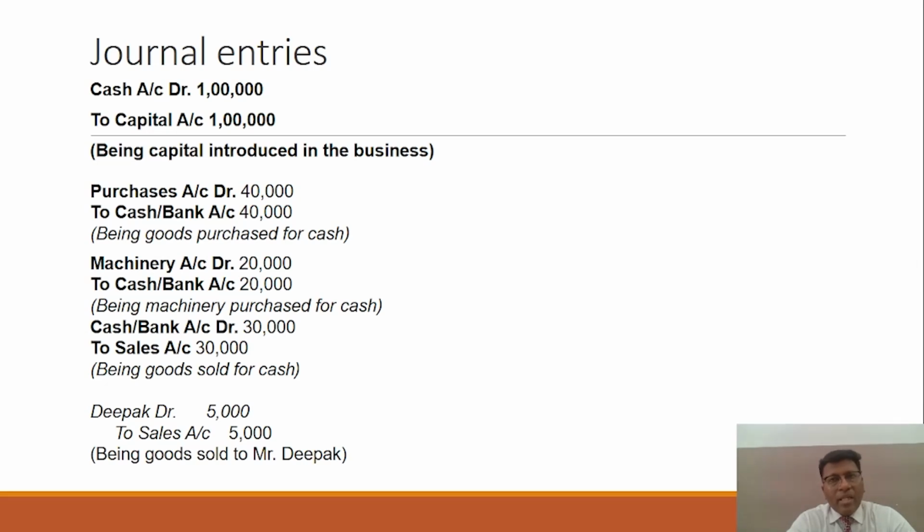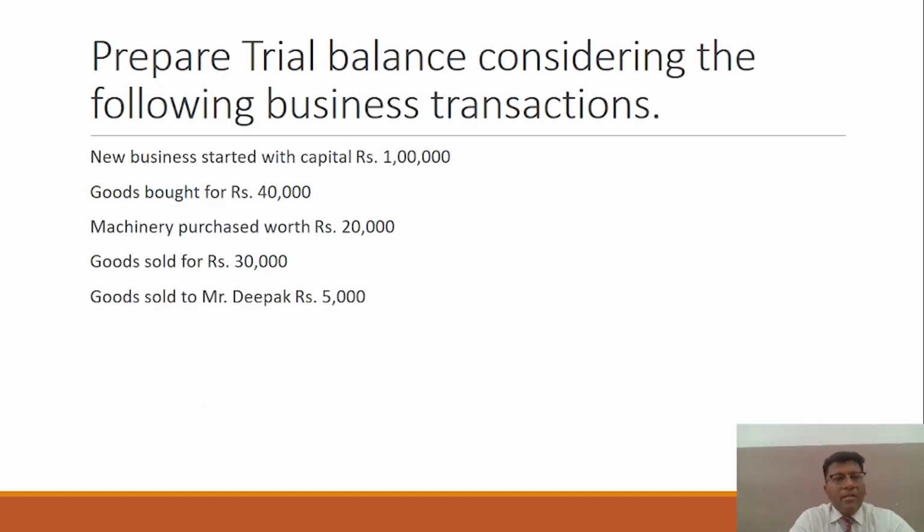And Mr. Deepak is an individual or party, because if there is a particular party name, you have to make the receiver debit. So Deepak is the receiver of the goods in this transaction, so Deepak would be debit and to sales account, right? These are the journal entries prepared on the basis of the financial transactions.